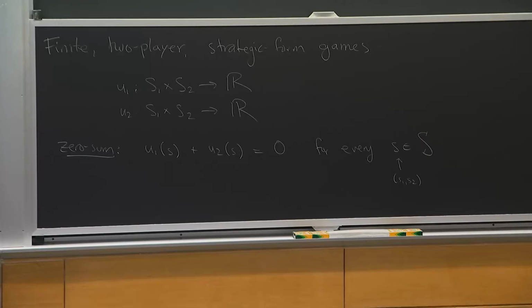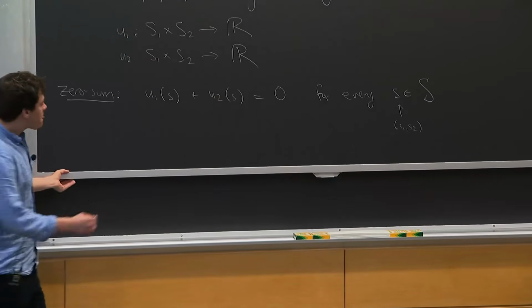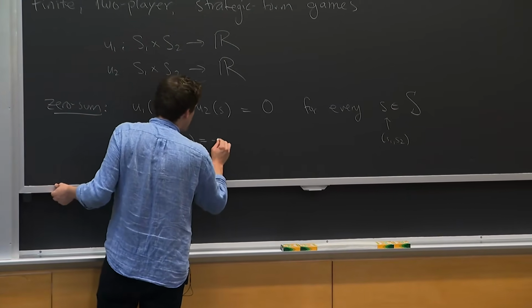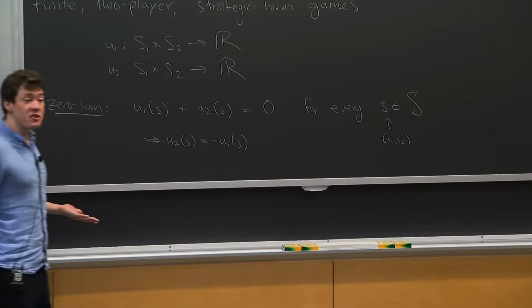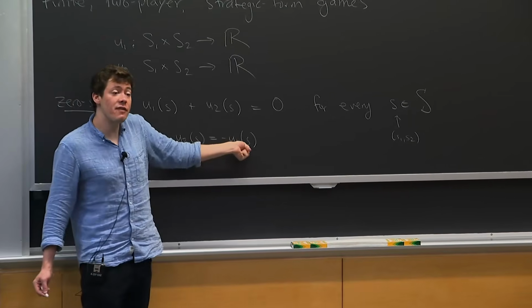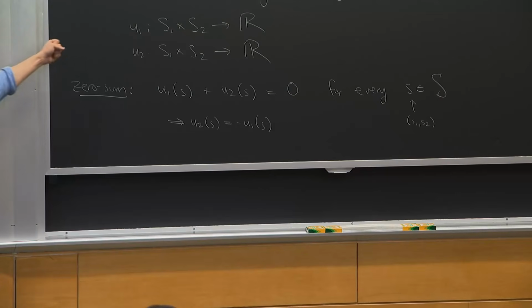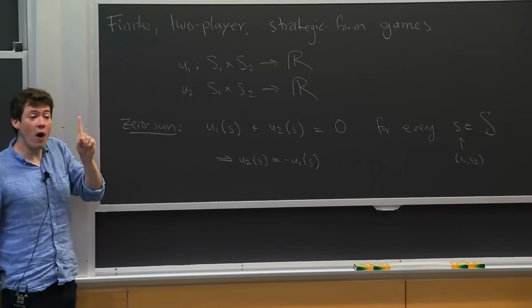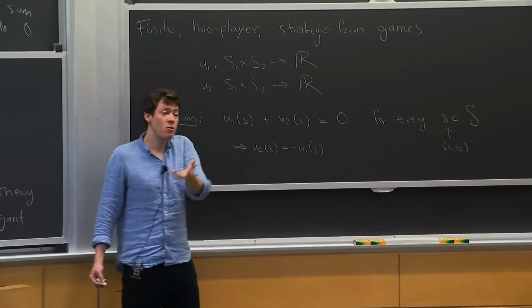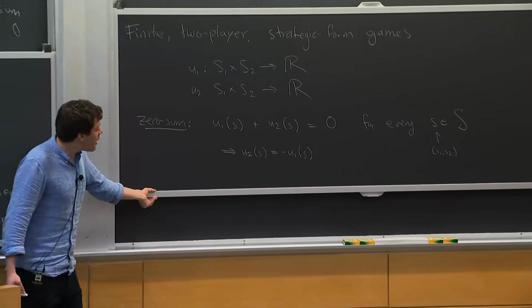And now we're going to make a simplification. If this is the case, then we can just do a little algebra, and we see that that means that U2 of S is equal to negative U1 of S for every strategy profile S. The payoff or utility that player 2 gets is just negative of the utility that player 1 gets. And what that means is that if we're in a zero-sum context, we don't really have two utility functions. We really only have one function, and that determines what the other person's utility is. Because once we know one player's utility, we know that the other player's utility must always be the negative of that. So we're going to adopt a convention.